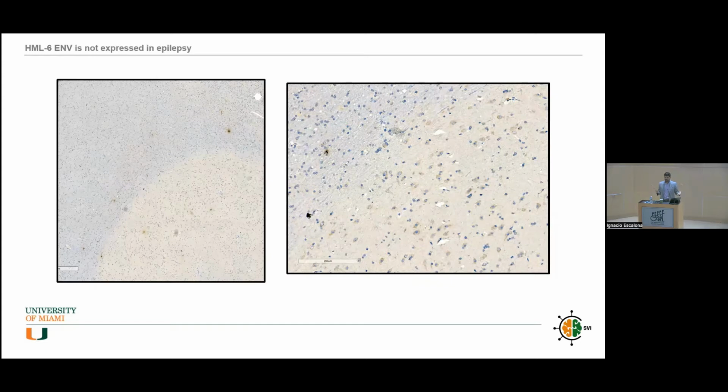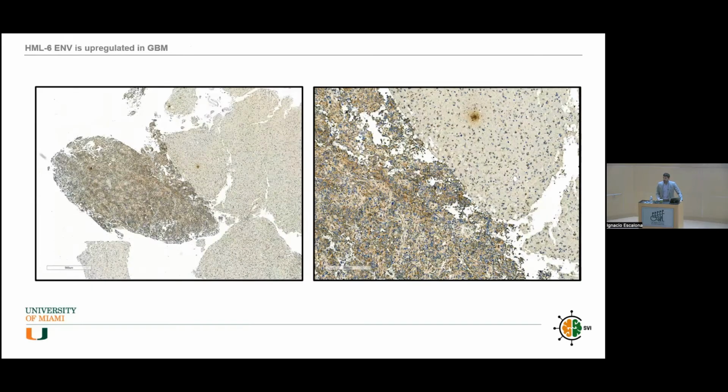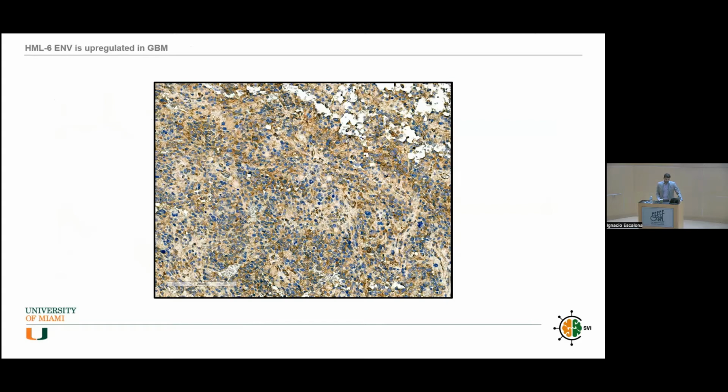So the next thing is, is it actually overexpressed in glioma cell lines or glioma patients? So we took some epilepsy tissue as control and we stained it, and you can see there's very bland expression, not really much at all. And if you look at GBM tissue, it's much higher expressed. You can see here robust overexpression in IHC staining for this HML6 envelope protein, and you can see here it's really highly expressed in this area in GBM.